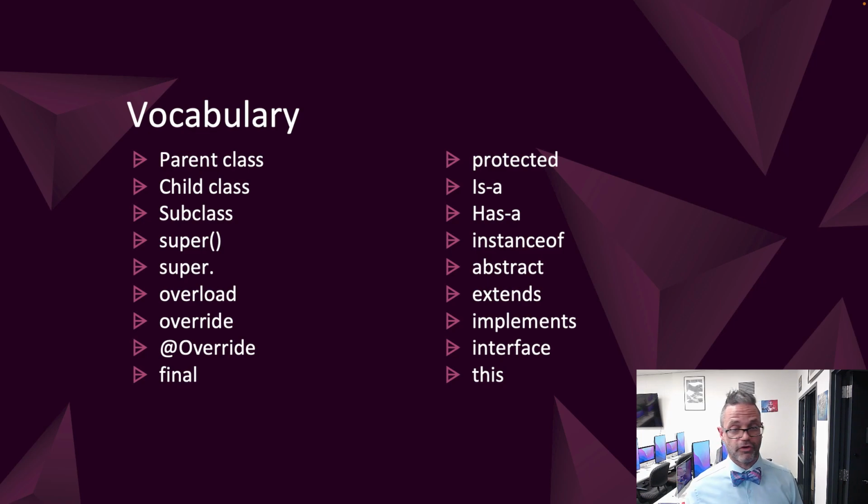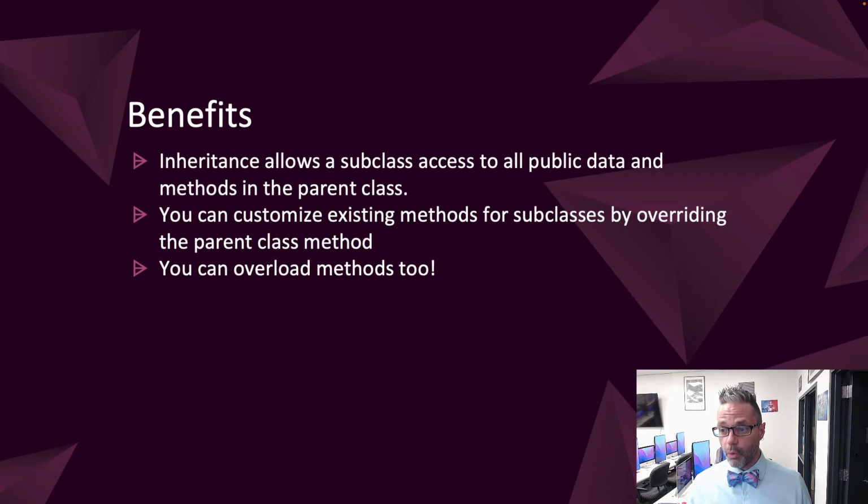So those are just the quick vocab words we'll be talking about, and we'll see them as we go through this lecture and others on this topic. One of the biggest benefits of inheritance is it allows a subclass access to all the public data and the methods in the parent class. So everything the parent class knows, the subclass has access to as well, and it's really amazing. It saves us lots of energy and code. We don't have to do extra work for that.